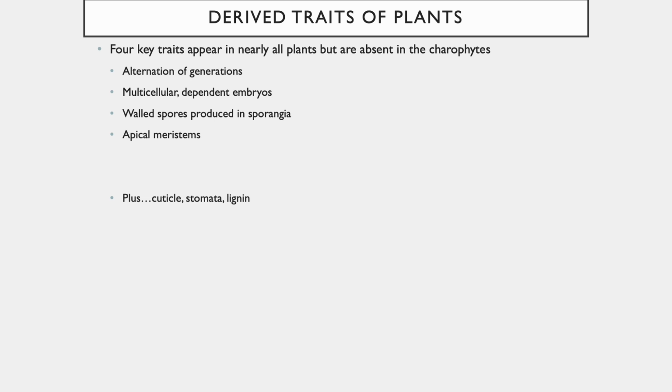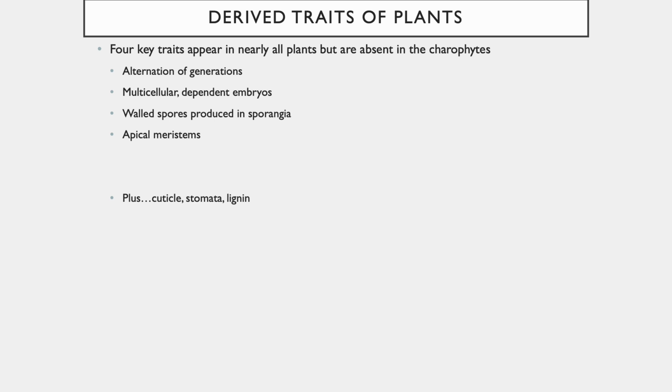So the four main traits that emerge, the derived characters, are alternation of generations, going back and forth between gametophyte and sporophyte; that they had multicellular and dependent embryos, the embryos being dependent on the parent plant for a period of time; the production and emergence of walled spores produced within sporangia, so in other words, spores; and apical meristems, the roots and the shoots, these protected areas of high mitosis, cells undergoing high rates of mitosis.